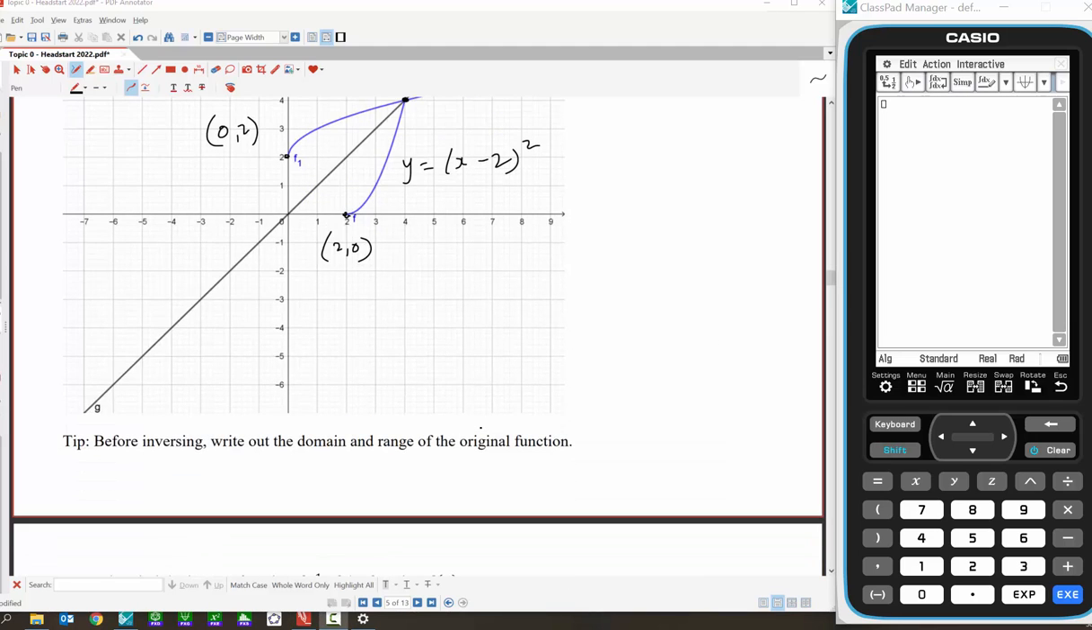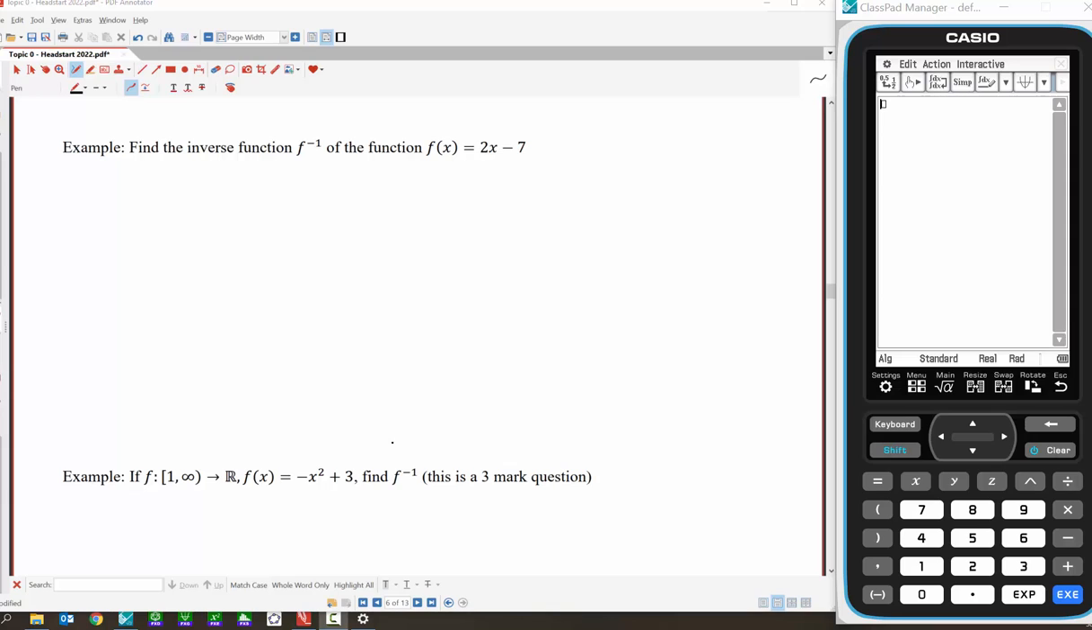Okay, so hot tip, before inversing, write out the domain and range of the original function, because when we swap x and y, the result will be that the domain of the original will be the range of the inverse and vice versa. Alright, so let's start with a simple inverse of a linear. So the domain of f, the original function, is all reals. The range of the original function is all reals because this is the linear function that looks something like that.